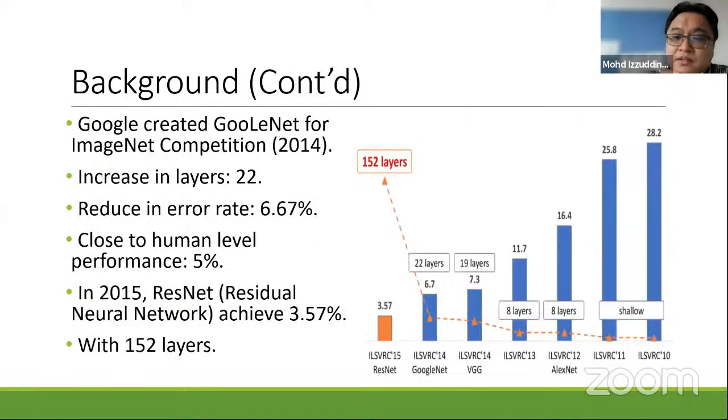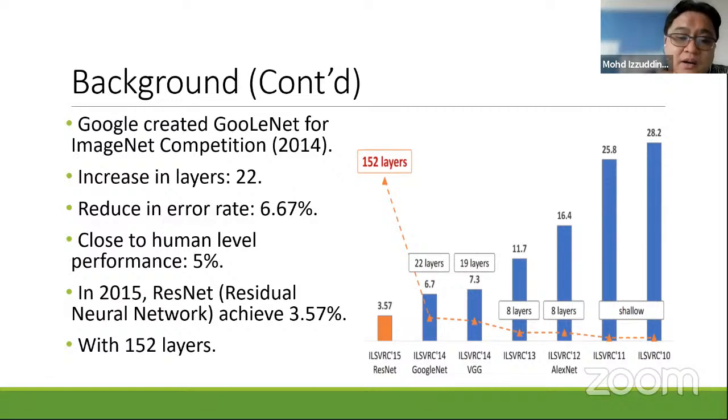If you look at this particular graph, from 2010 until 2015, the architectures involved a lot more layers. When you have a lot more layers in your deep learning, you get a better error rate, so you reduce the error rate. The human level performance is only 5%. But in 2015, we had ResNet, the residual neural network, that achieved 3.57%.